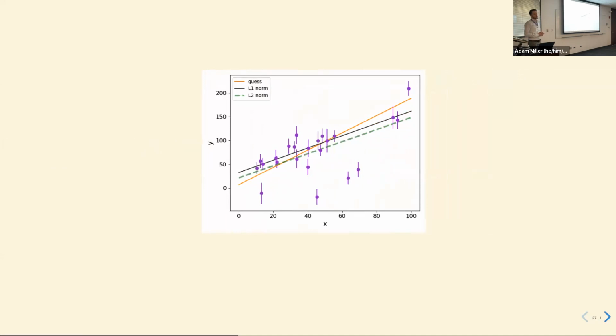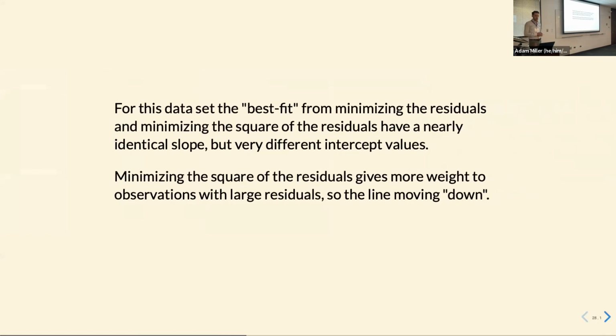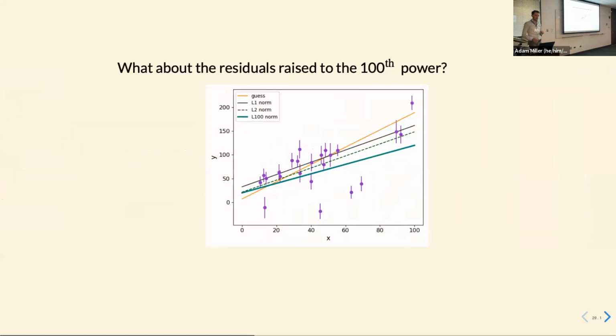You'll notice the slope is very similar to the L1 norm, okay? But it's almost like the entire line has been shifted down. And that's due to the presence of the data points that lie very far from the line, right? So if we're squaring the residual, the terms with the largest residual are going to be more influential on a point-by-point basis than the other points. Okay? So that's why the line moves down in that case. That's why least squares gives you a different best fit than the L1 norm.